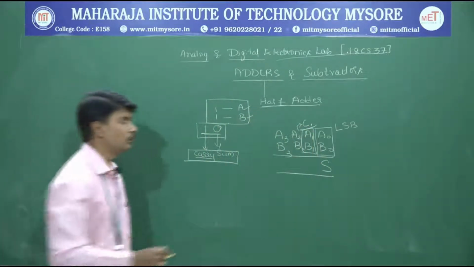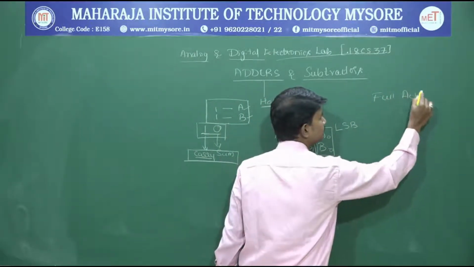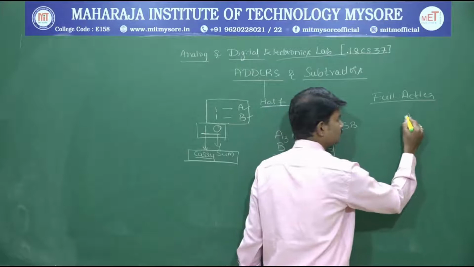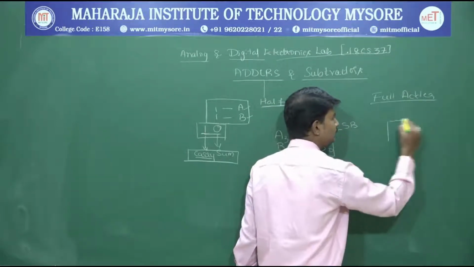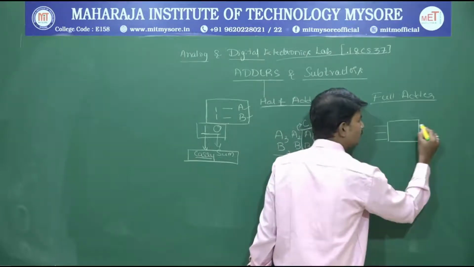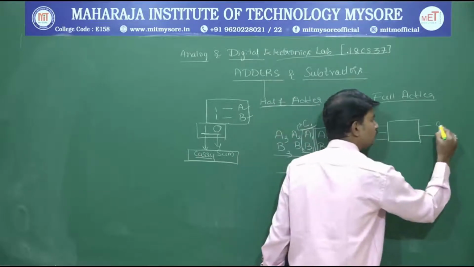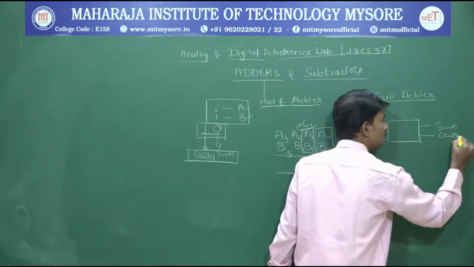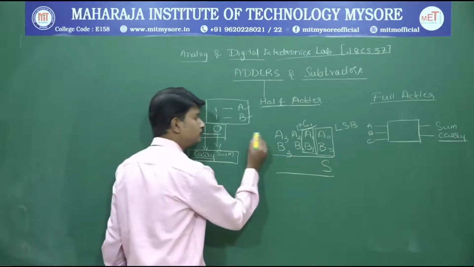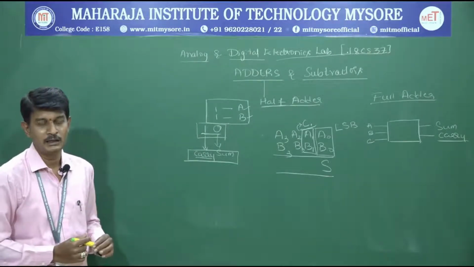So in order to overcome this problem, we have a full adder circuit, which will add 3 variables, or else I can say it is a combinational circuit which accepts 3 inputs and generates 2 outputs. Let's say the inputs are A, B, C, and the outputs are sum and carry. By this method I can add n number of bits in any digital circuit. So this is the brief introduction about the adder and subtractor.